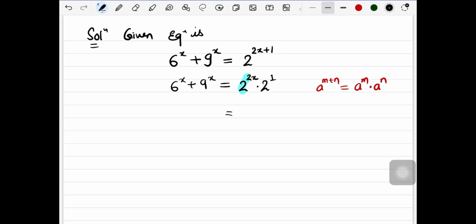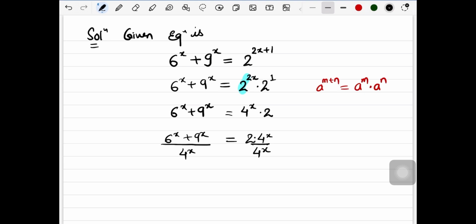So this will be 2 square is 4, x power is like that into 2, and here 6 to the power x plus 9 to the power x. In the next step, I would like all the exponent terms to come on the left side and the term without exponent on the right side. So next I am dividing by 4 to the power x on both sides. In the denominator there is 4 to the power x equals 2, and here into 4 to the power x over 4 to the power x.